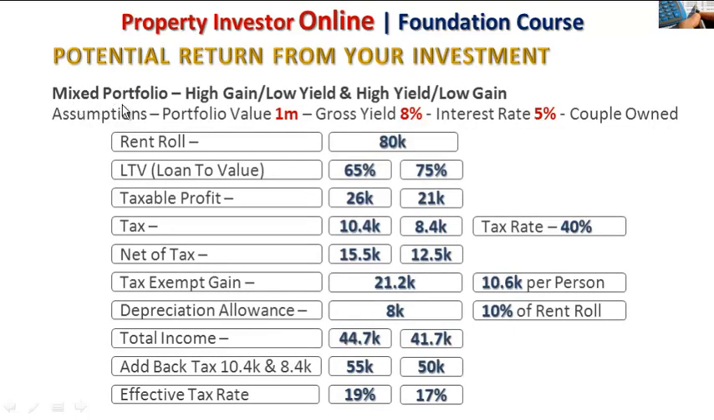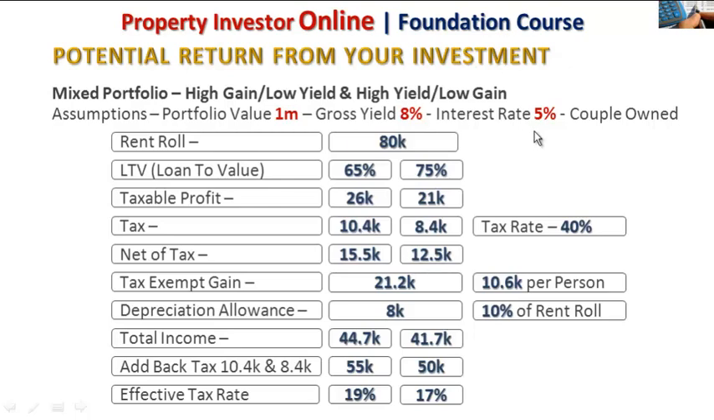We're opening up with a mixed portfolio of high gain, low yield properties and high yield, low gain properties. So there will be at least two or more properties involved in this portfolio, and probably in different locations. The assumptions are that the portfolio is valued currently at £1 million with vacant possession, so it consists of either 10 properties at £100,000 each on average, or at £50,000 there would be 20 properties, and at £200,000 there would be 5. The gross yield across the portfolio is 8%, which is achievable today, 2012.